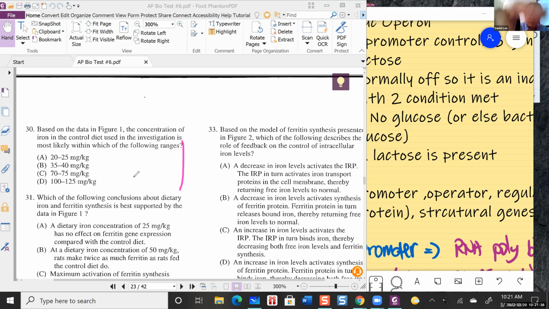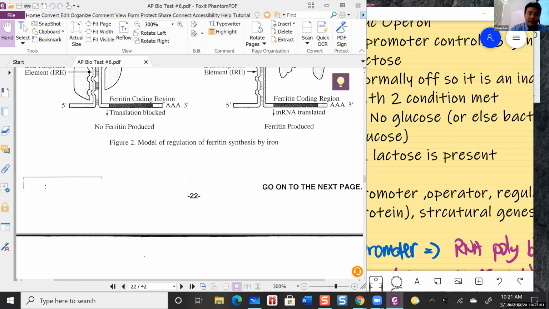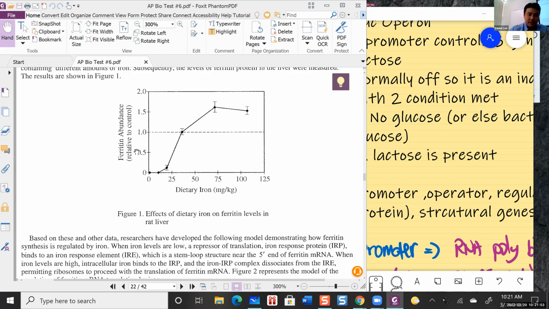So B is data retrieving, yeah? So read the data, get the answer. And 31, which of the following conclusions about dietary iron and ferritin synthesis is supported by figure 1? So this is also interpreting the data, but it takes one more step. You got to interpret what that means.